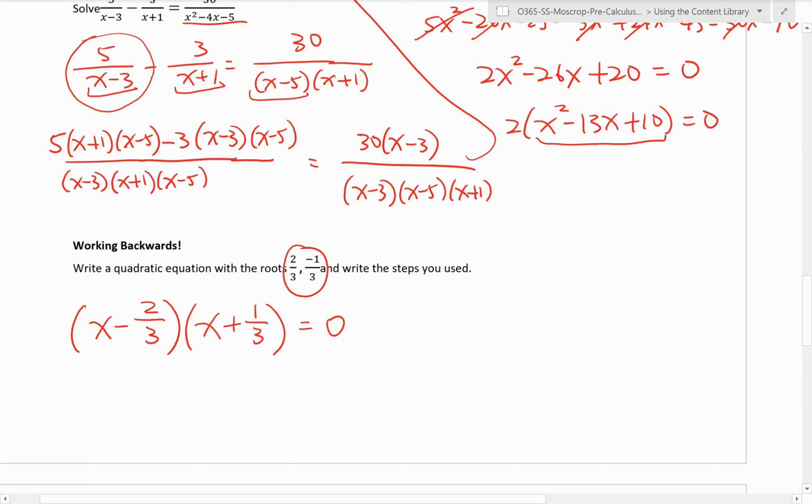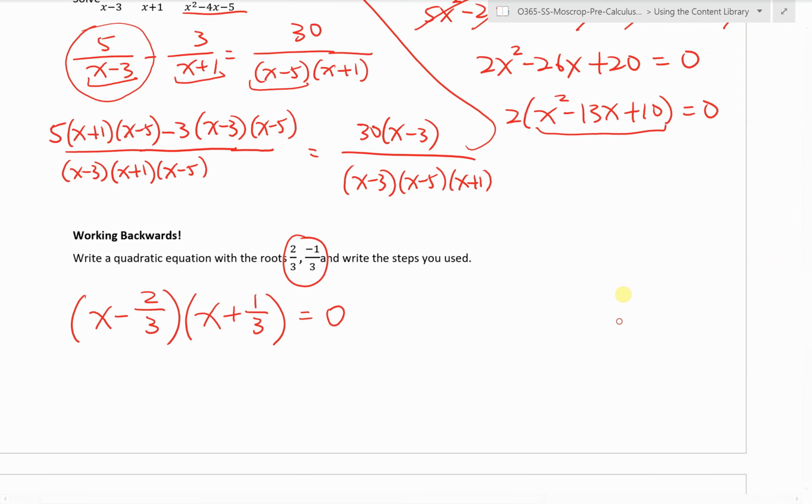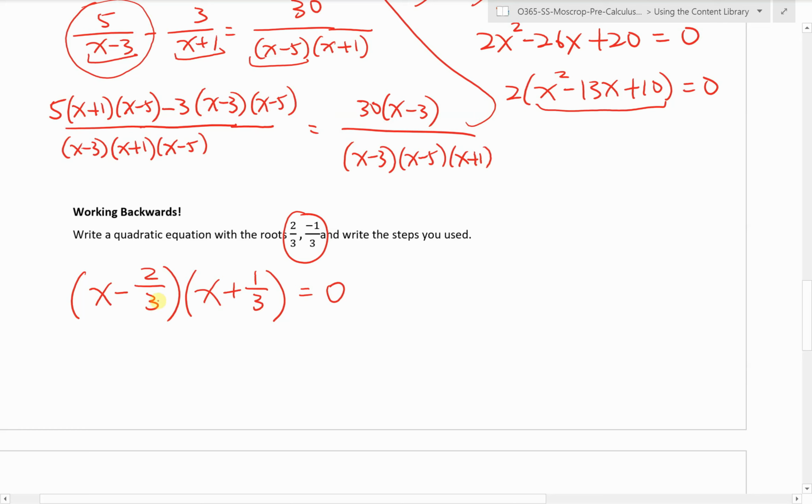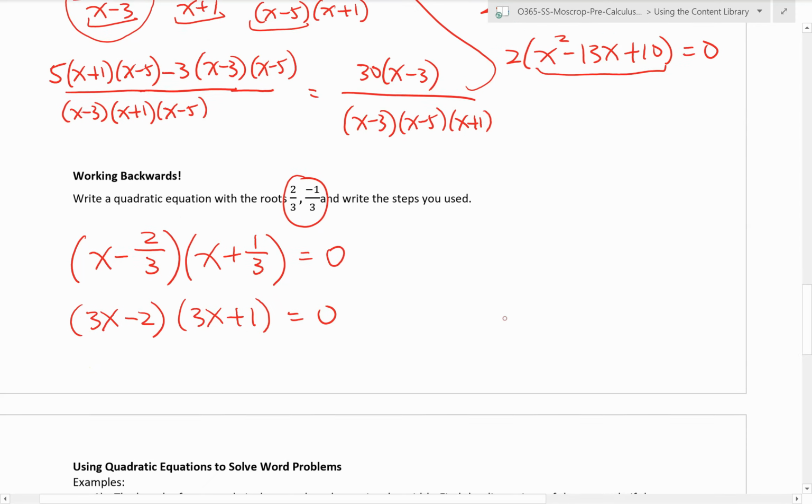Now, obviously, we probably don't like to have fractions when we multiply. So what we can do, like the AC method, is bring this denominator to the front. We can rewrite this as 3x minus 2 and 3x plus 1. I simply bring the denominator to the front. And now this is much easier to expand.